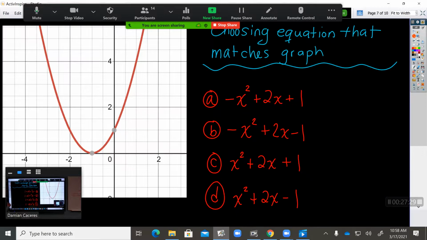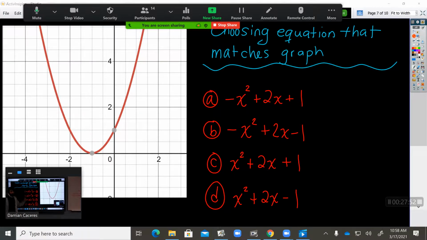All right, let's go to the next page. This is choosing an equation that matches the graph. We did a whole IXL on this. We did a whole activity on this, right? Leading coefficient is negative, the U opens down. Leading coefficient is positive, the U opens up. This last number is your y-intercept. These are all pieces that you can use to figure out which one's the answer, okay?